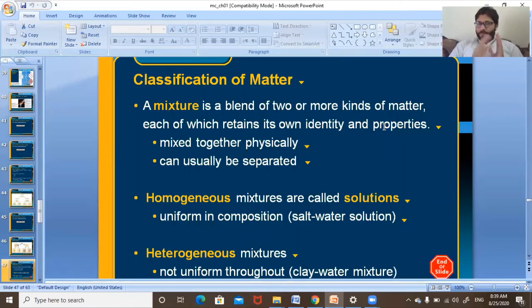So what are the two important properties of a mixture? In a mixture, the matters are mixed together physically, like by stirring or shaking, and they can be easily separated also. So a mixture, as I told you, is a blend of two or more matters, and each of these matters retains its identity within the mixture, and they are physically mixed together. And what's the important part? They can usually be separated. Now there are two types of mixture. Number one, homogeneous mixture. Number two, heterogeneous mixture.